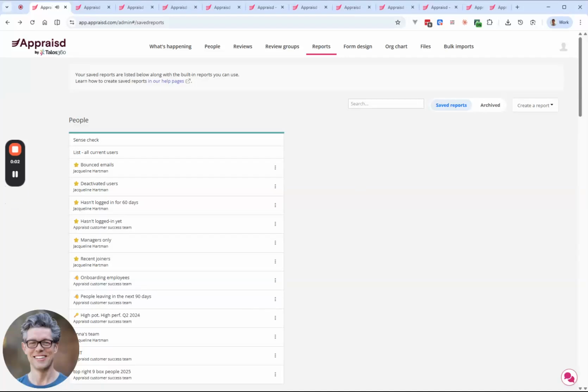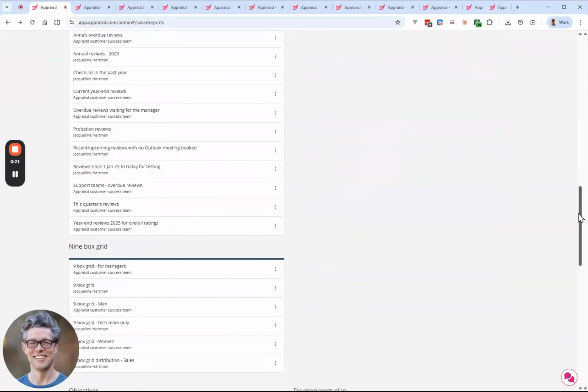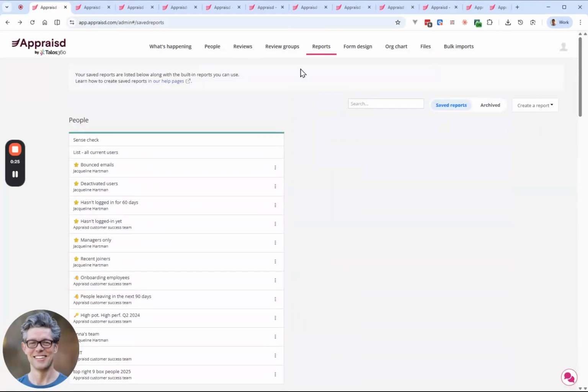Hello. In Appraised, there are reporting tools for keeping tabs on everything through to the insights and analysis to help you understand at a strategic level what's going on within your organization. In this test account, I've set up a whole load of reports covering everything across that spectrum. But I'm going to tab through some different ones here that I've got prepared to show you how they can be used at a strategic level.